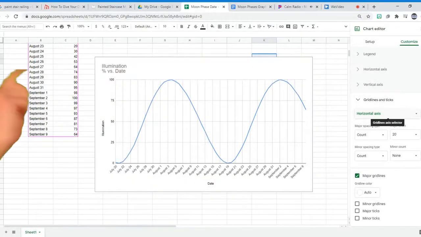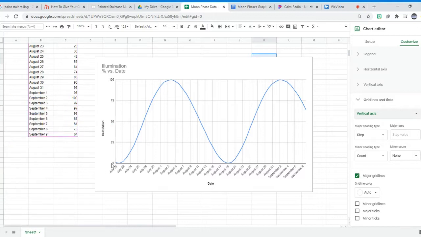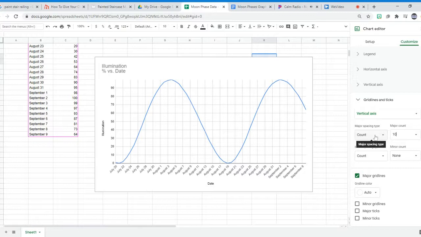The same thing is true with the vertical axis. Right now, the vertical axis is counting by 25s. That's a lot. It would be a little bit easier if maybe the vertical axis was counting by, so notice I changed this to counting by tens. 0, 10, 20, 30. I can see the illumination change. That might be a little bit easier to read your graph.